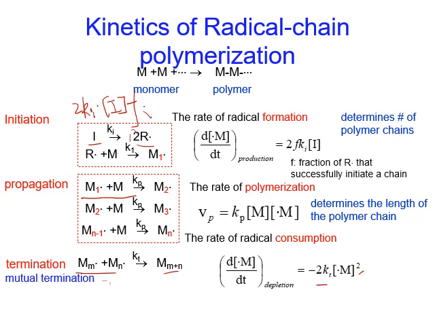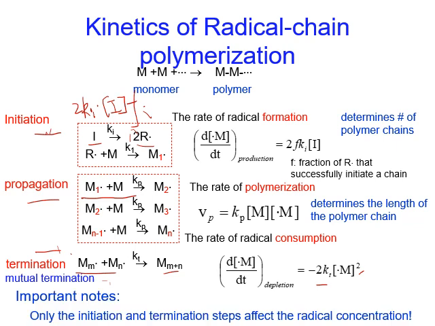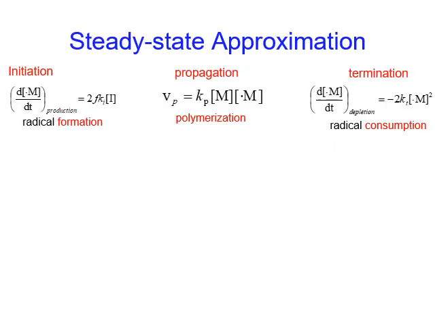Note that the initiation step forms radical, and the termination step consumes radical. So these 2 steps change the radical concentration. In the propagation step, the concentration of radical doesn't change. The radical just grows longer. Here are the rate laws for the initiation step, propagation step, and termination step.